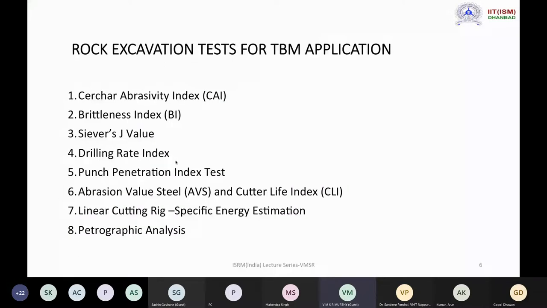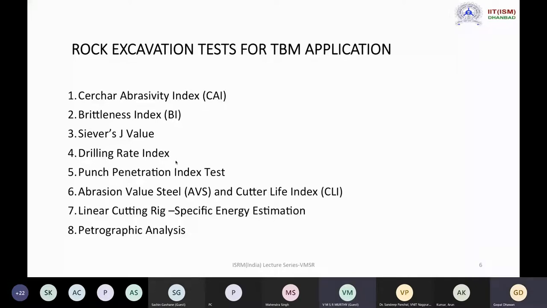During this lecture, I'll be covering these eight major tests that we are doing. Some of them are directly, some indirectly, connected to TBM operation, selection, etc. One by one, I'll go through them and show you the setup. At the end, I will also show the results of some of the tests that we have carried out, and how we use that test data for predicting key parameters like rate of penetration and cutter wear or cutter consumption.